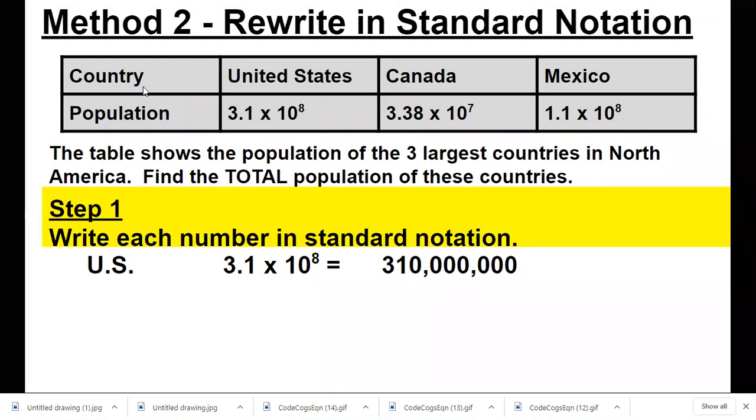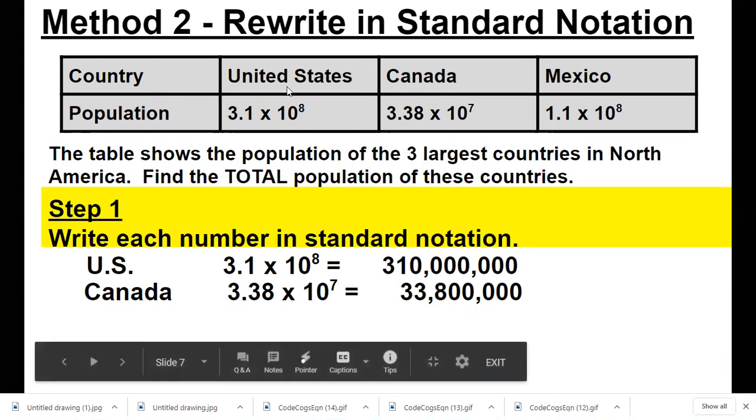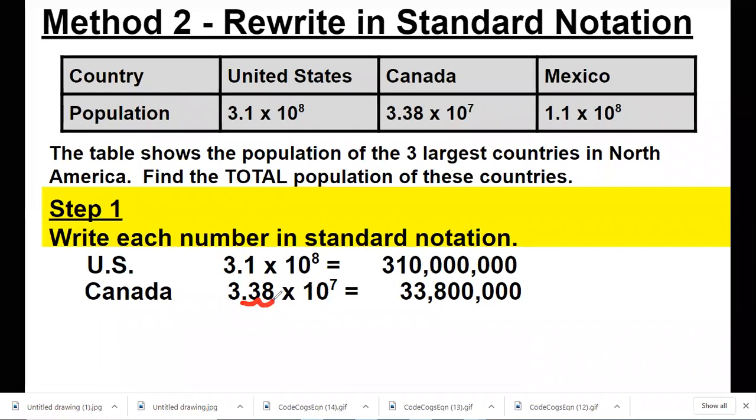Second one we're going to write is Canada. We don't have to change the power of 10 this time because we're writing it in standard form. So again, we're going to move our decimal place 7 spots to the right. 1, 2, and keep going. 3, 4, 5, 6, 7. That will result in the number you see right here, 33,800,000.